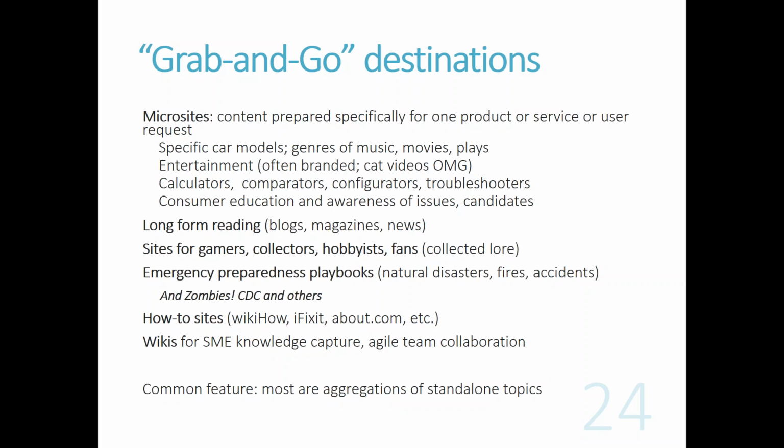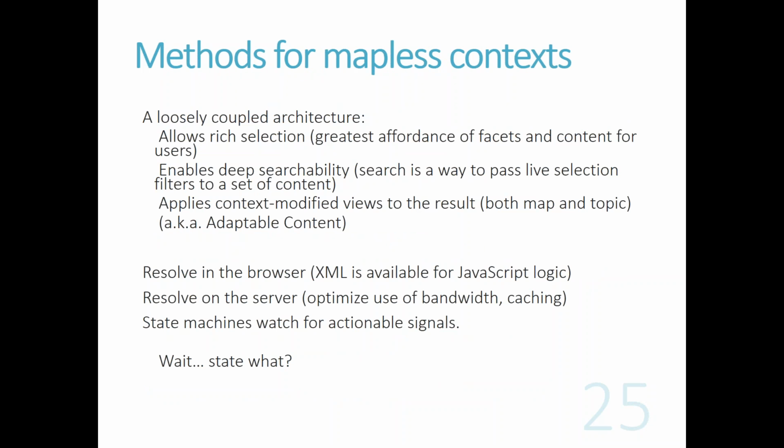So what are some of the methods for mapless contexts? A mapless context will generally have a loosely coupled architecture. And what that will allow is, on one hand, rich selection of the greatest affordance of the facets, the descriptors, and the content that users will be looking for. It will allow deep searchability because generally search is a way that you can pass live selection filters directly to the content that you want to find. And then it allows application of context-modified views to the result, both to a map and to a topic. And we'll be using the term adaptable content for that.